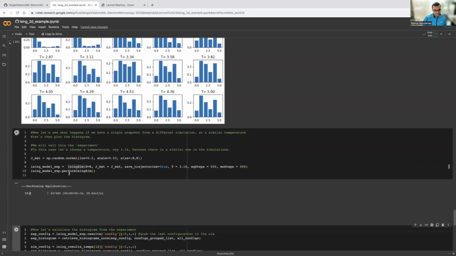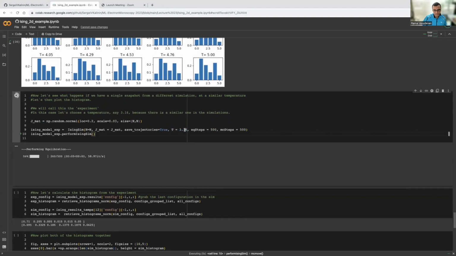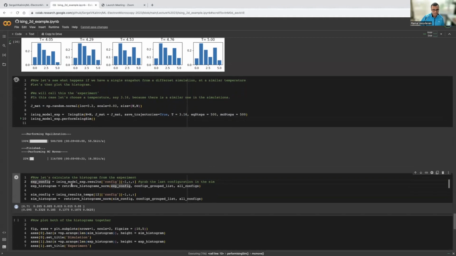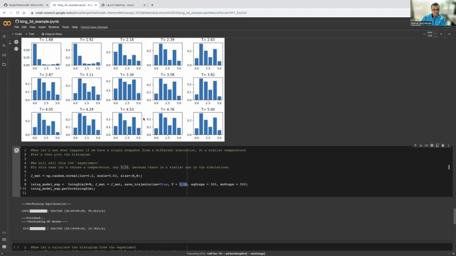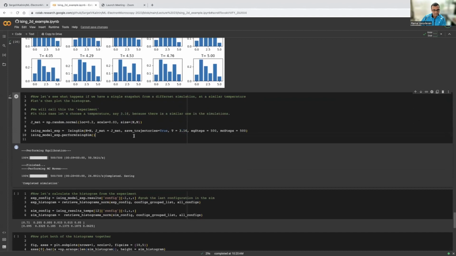So let's look at this experiment. And we compute it at a particular temperature. In this case, I'm going to compute it at T equals 3.16. All right, let's do that. And then now, again, we can compute the histogram for this particular experimental result. Let's have a look at that. We can do the same thing for the simulations at that particular temperature. So we have a particular temperature which corresponds to this, right? So 3.16 is basically this one here. Oh, okay, I think it changed here. So this is 3.11. So anyway, that's close enough.